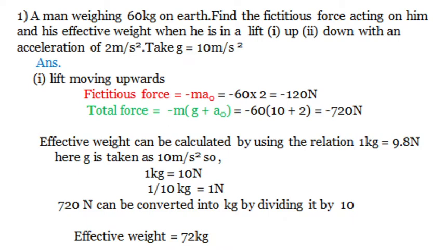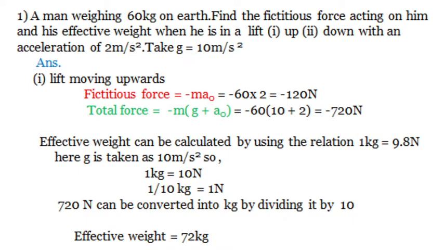In this case the total force can be calculated using the equation minus m into g plus a0. Here g should be taken as 10 meter per second square. So our equation becomes minus 60 into 10 plus 2, minus 60 into 12, which is equal to minus 720 Newton. So in this case we got the expression for force. Now we have to find out what will be the effective weight.